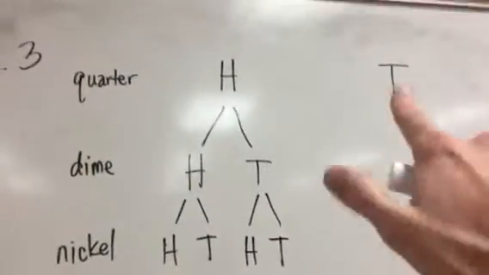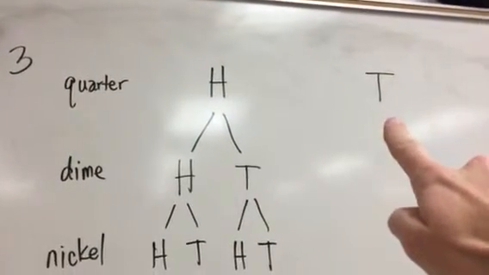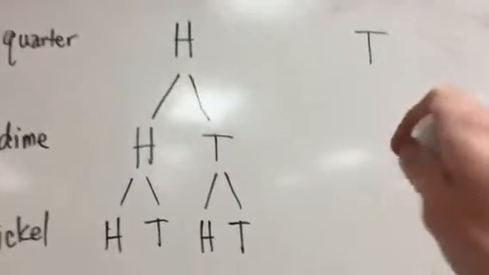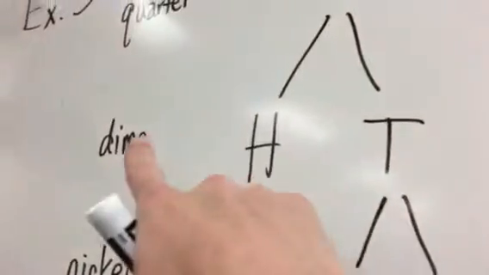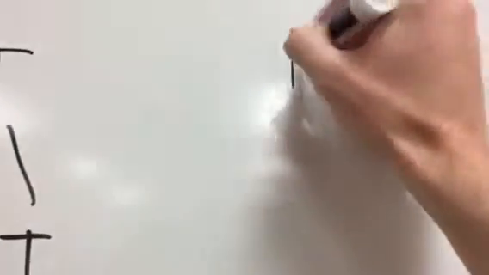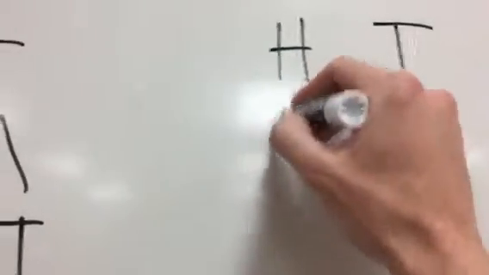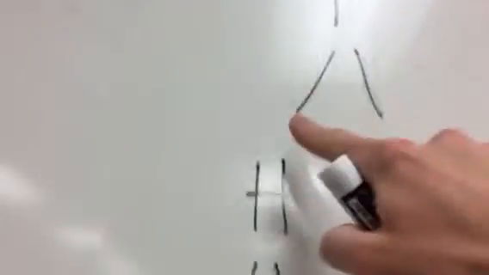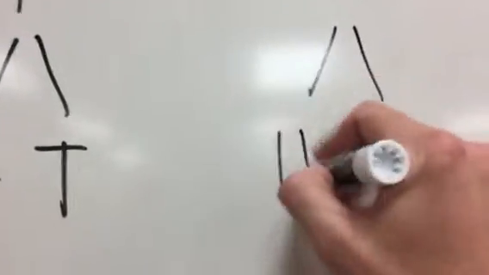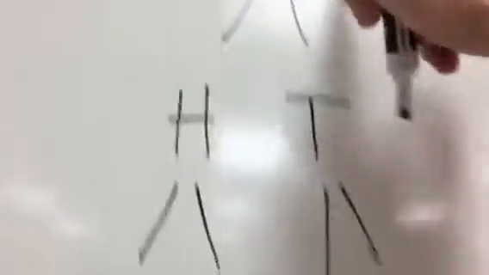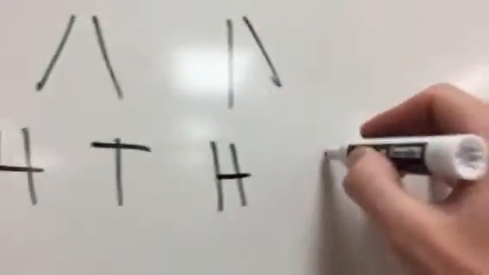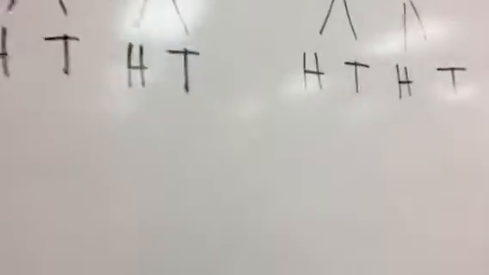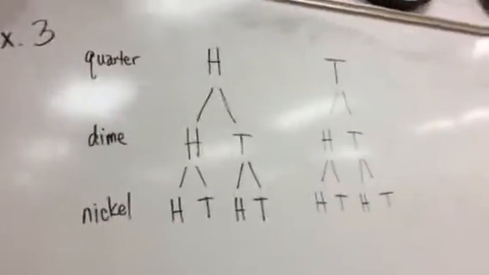Now, we can also consider the case where when we flip the quarter, we actually get tails to start with. So we can have tails for the quarter, and then for the dime, we can have heads or tails. And if we flip tails on the quarter, heads on the dime, we could have heads or tails here for the nickel. Or if we do tails for the quarter, tails for the dime, we could have heads or tails for the nickel. So when we step back, you can see the entire tree diagram.